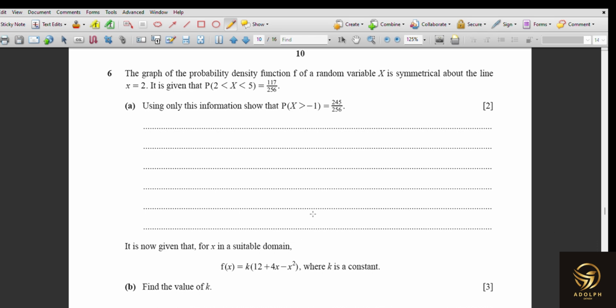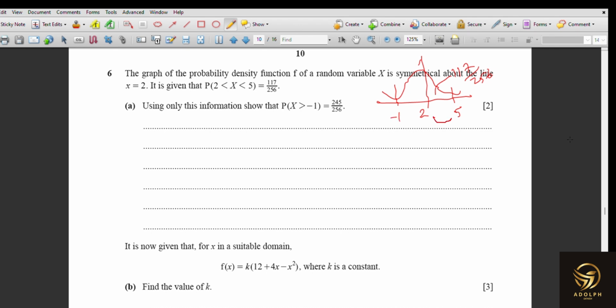We are moving on to the next problem, which is the sixth one. The graph of the probability density function f of a random variable x is symmetrical about the line x equals 2. So the curve is symmetrical about x equal to 2, and the given probability from 2 to 5 is 117 by 256. Using only this information, show that the probability of x greater than negative 1 is 245 by 256. So negative 1 is the limit that we are taking.